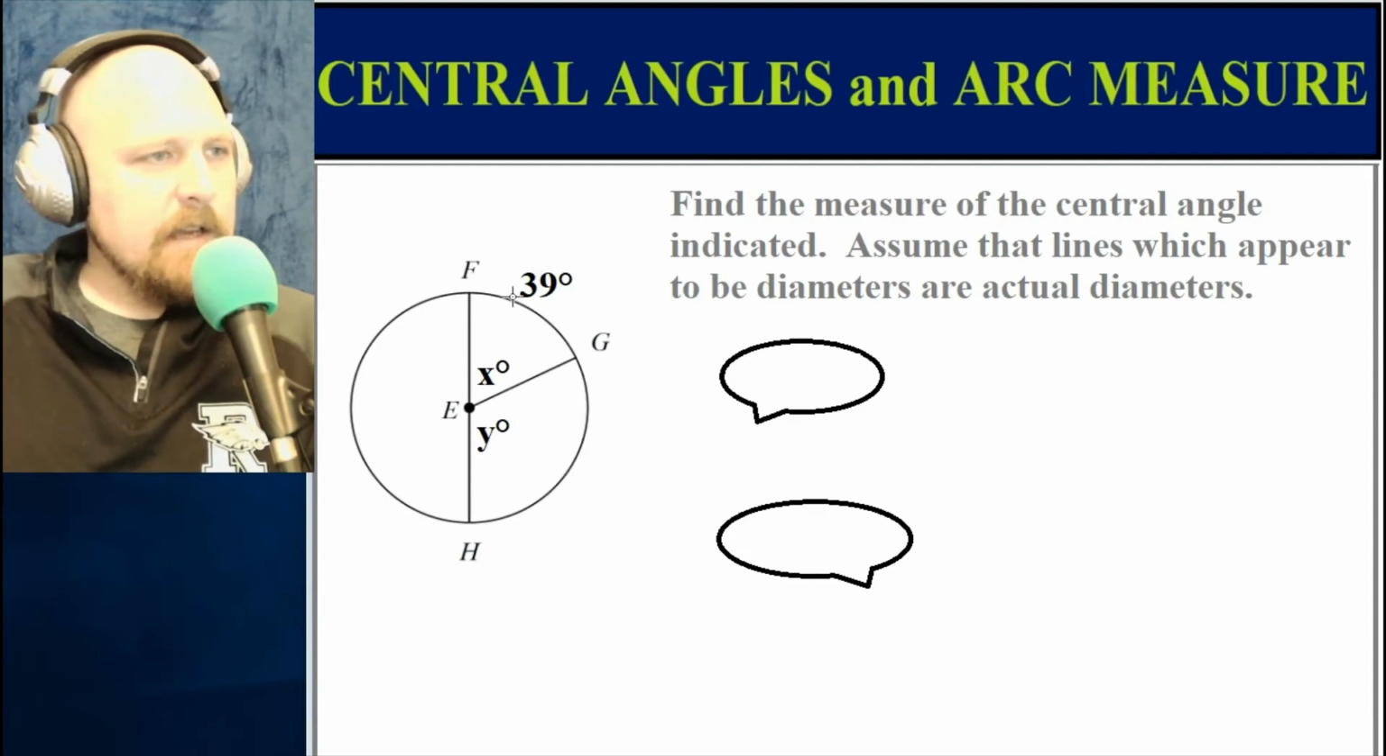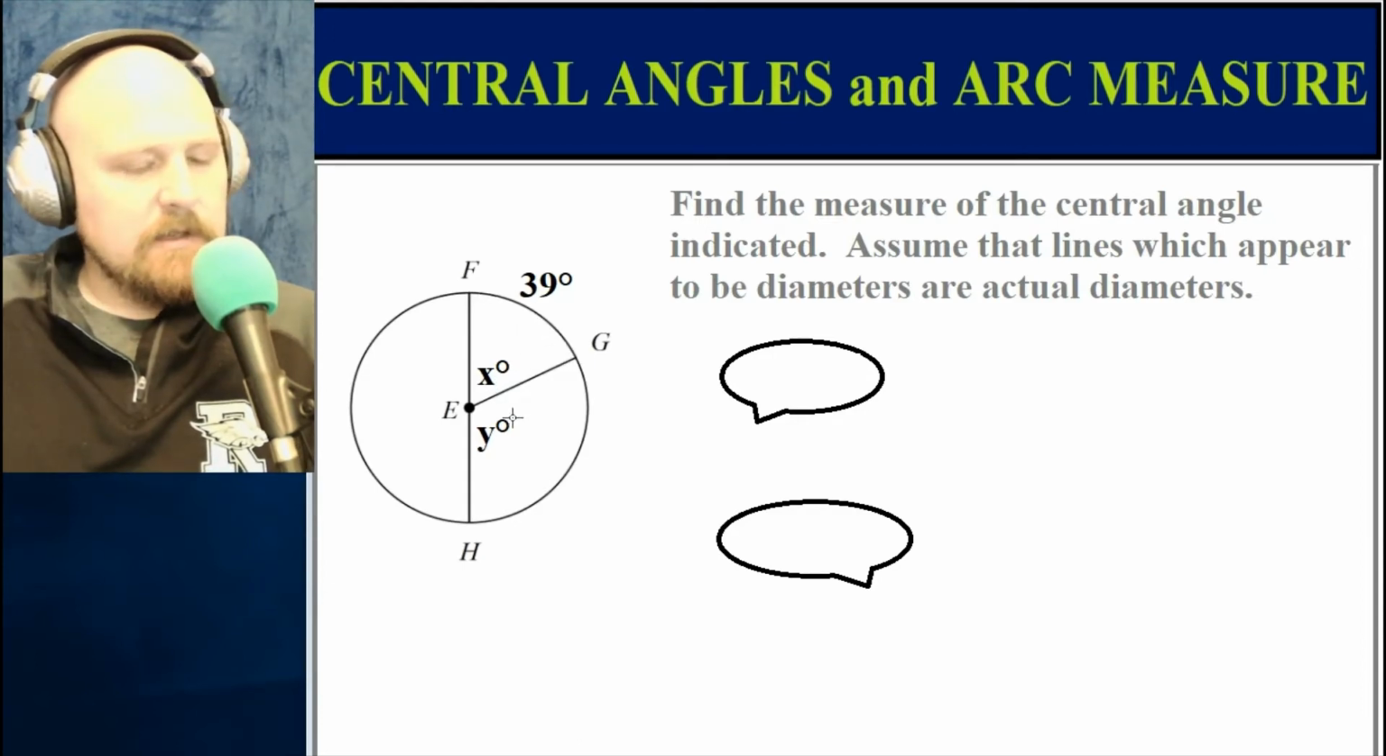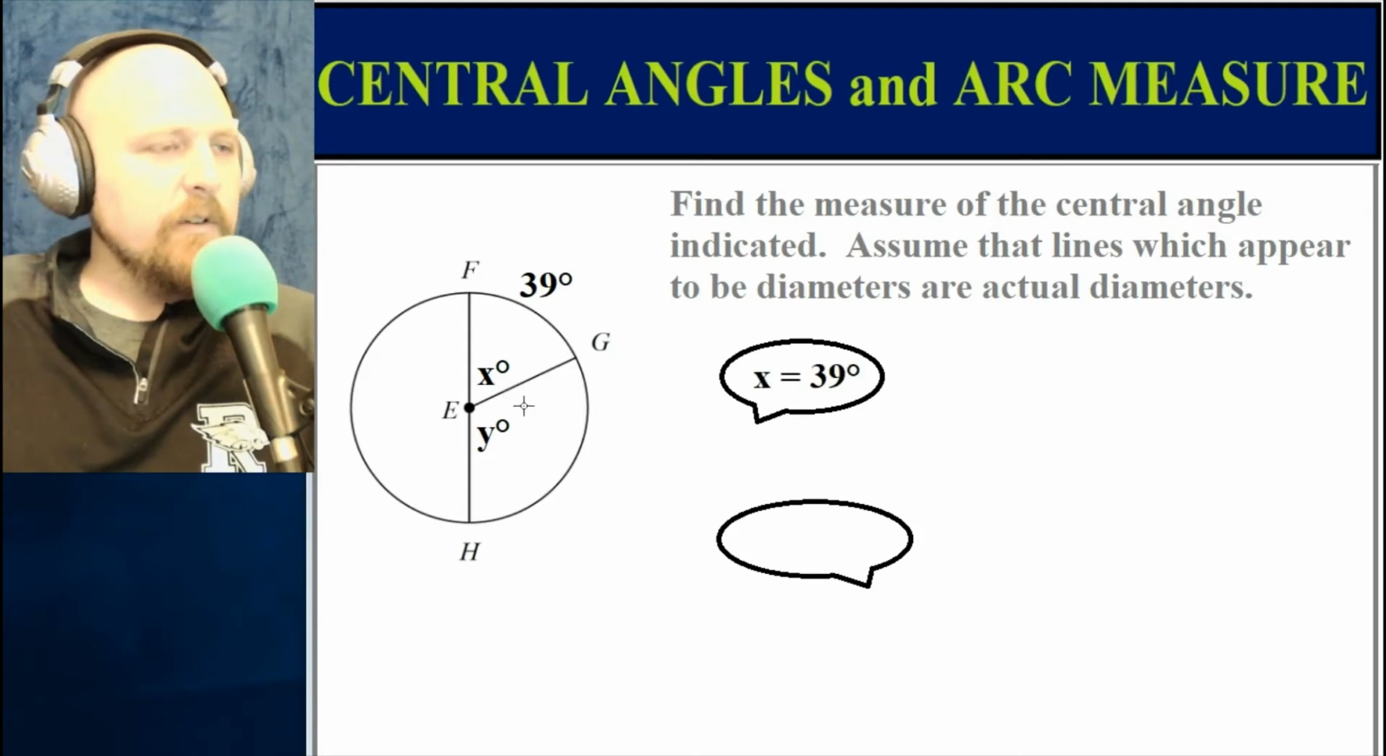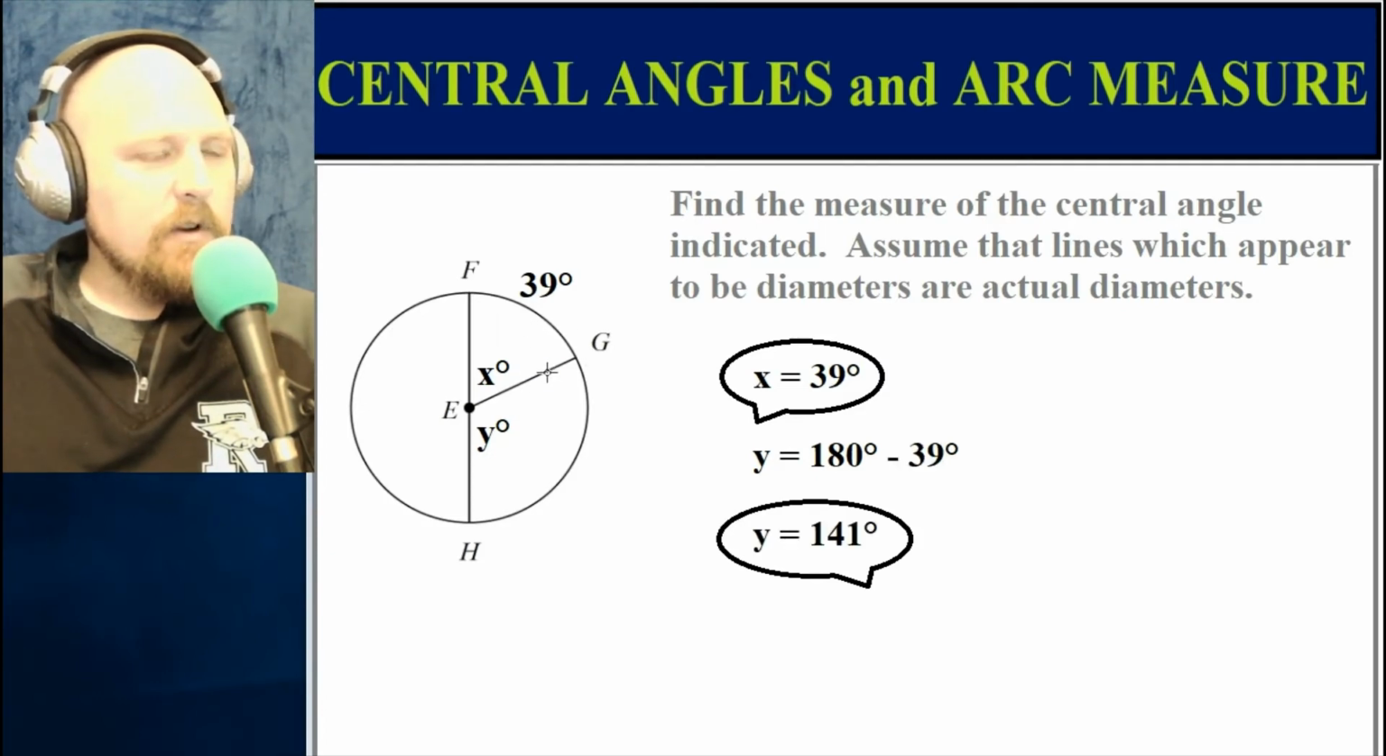However, to find x, it's just using this sector right here, this central angle, and this arc measure. So this arc measure is 39 degrees, which means that this central angle is 39 degrees. And then to find y, we don't have to use the whole circle because we know half of it is 180 degrees. And we can subtract this 39 out of that 180 degrees to get our y value of 141 degrees.